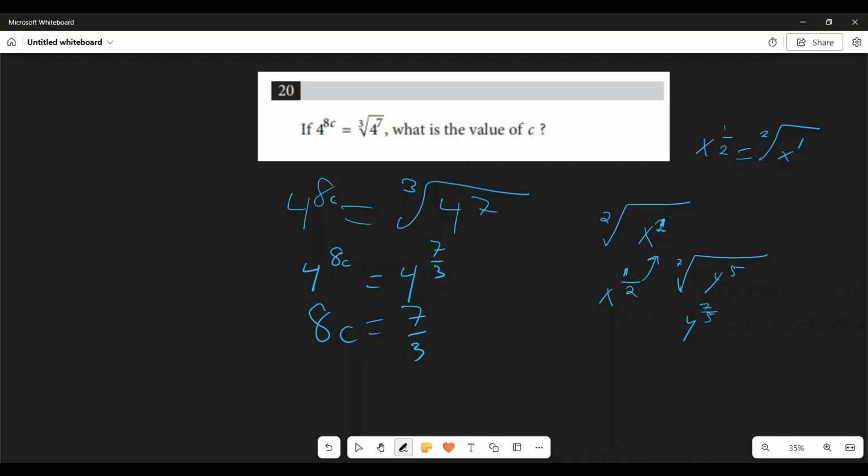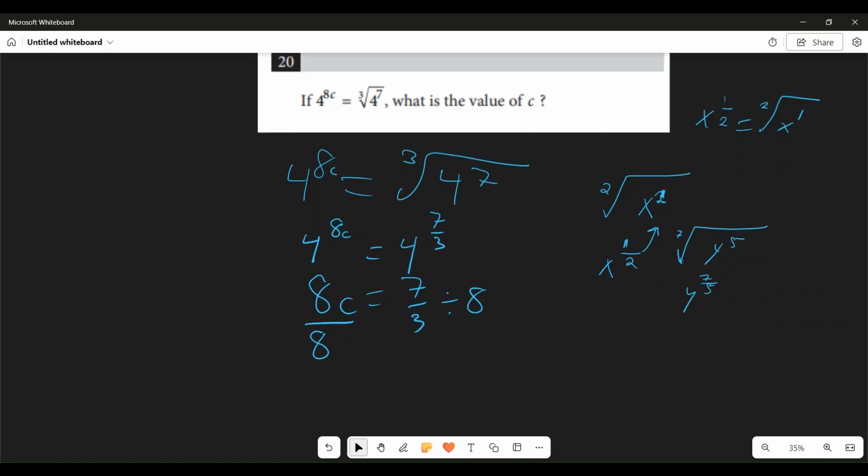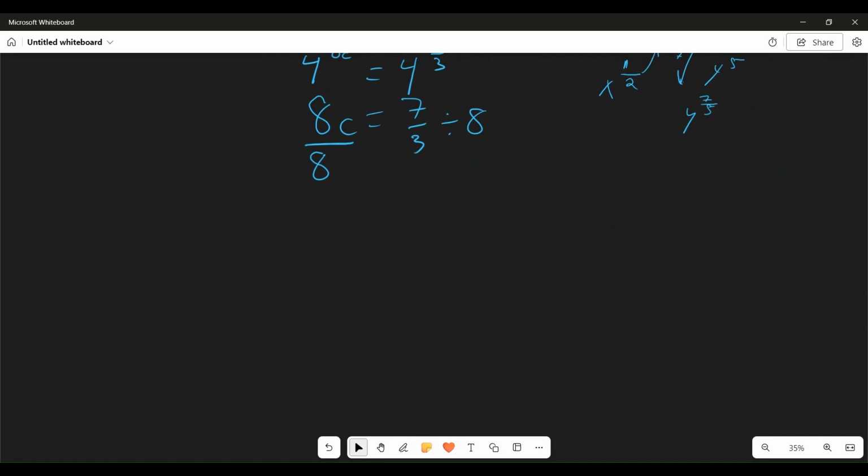7/3. Now we just divide both sides by 8. So c is going to be equal to 7/3 divided by 8. And remember, we are dividing a fraction, so we can rewrite this as 8/1. And whenever you divide two fractions, you keep, switch, and flip, right?